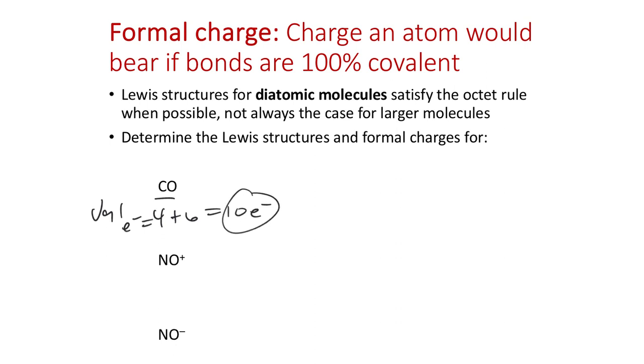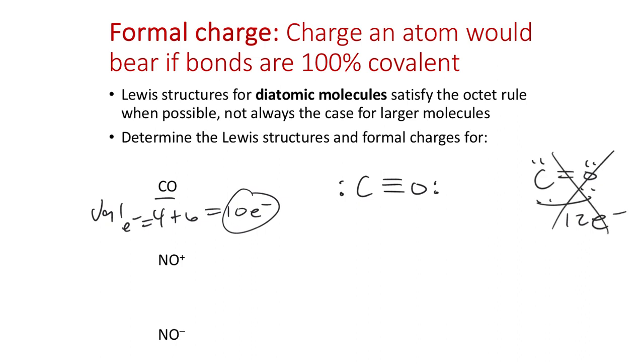And then if I have 10 total electrons and each atom needs an octet, then I think you can probably see that the only possible Lewis structure would have a triple bond. Because if I tried to use a double bond here, I wouldn't have enough electrons to give each atom 8 electrons. Like this would take 12 electrons, and I don't have 12 electrons. Single bond would be even worse.